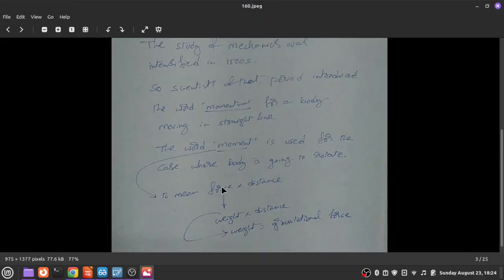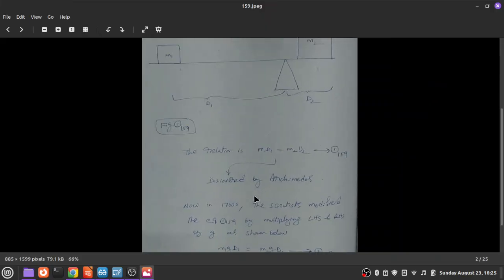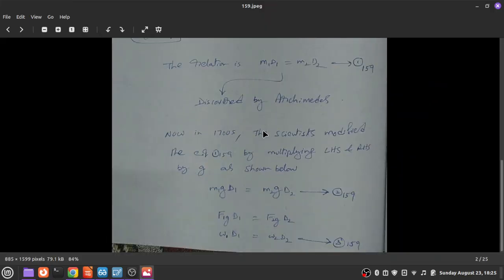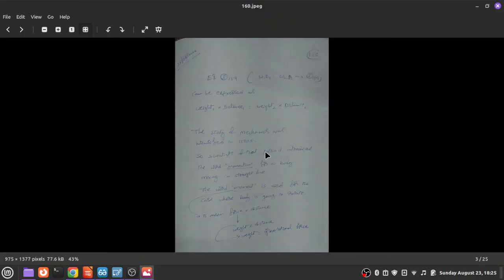Just now we verified that Archimedes' principle can also be converted into the force into distance formula. Actually, Archimedes had given m1 into d1 equal to m2 into d2. The modern scientists multiplied g on both sides. So it becomes m1 g d1 equals m2 g d2. But m1 into g is the weight, so weight into d1 equals weight into d2. Weight is a gravitational force, and force into distance is moment. That is what the later scientists introduced.